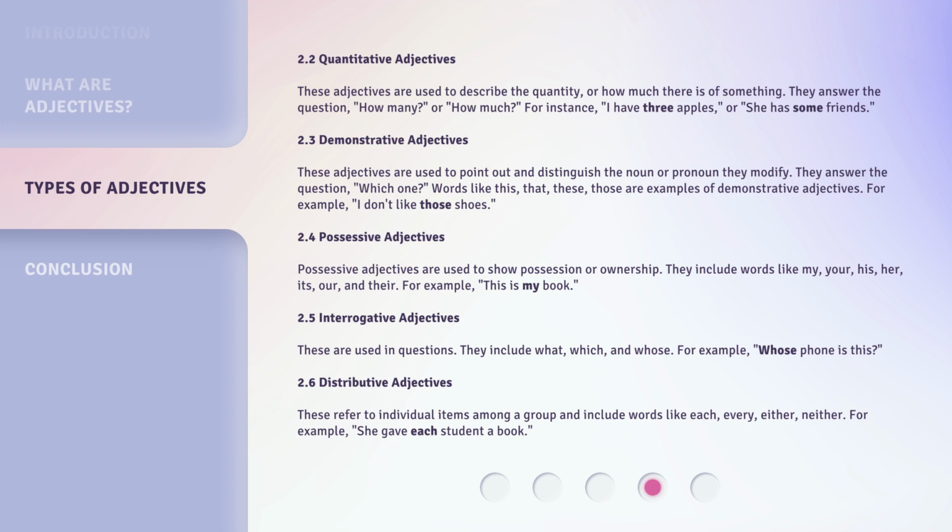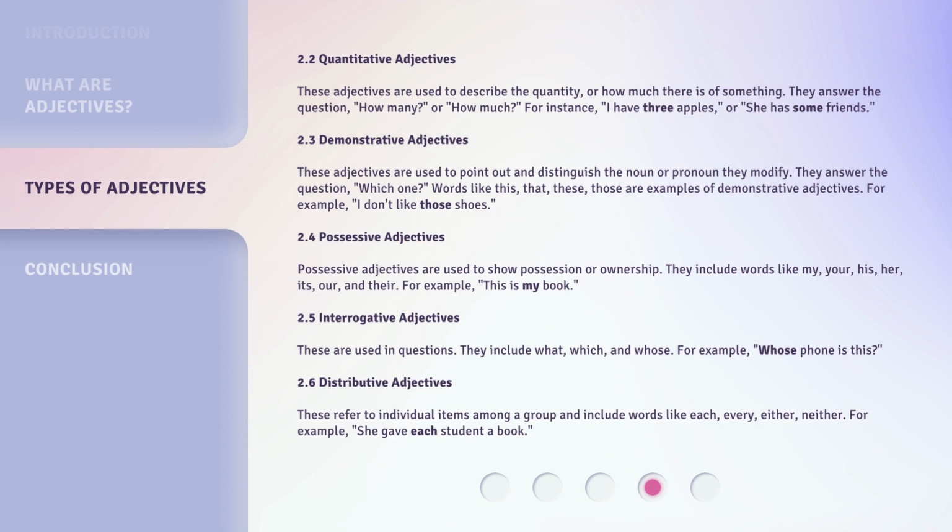2.4 Possessive adjectives. Possessive adjectives are used to show possession or ownership. They include words like my, your, his, her, its, our, and their. For example, this is my book.